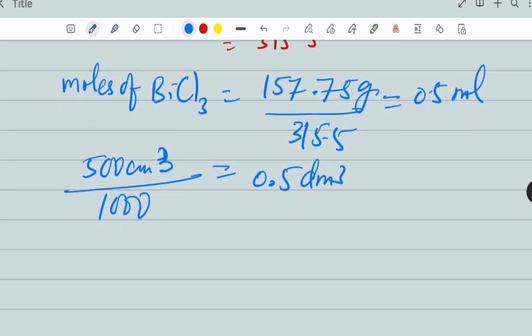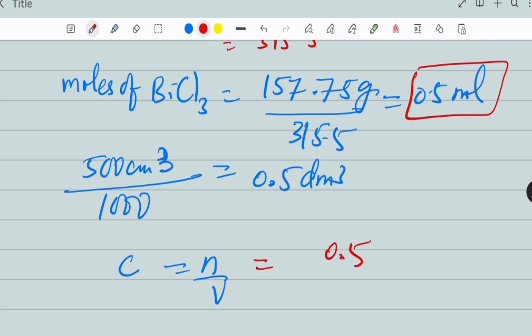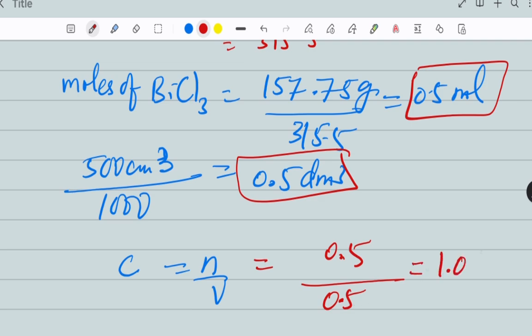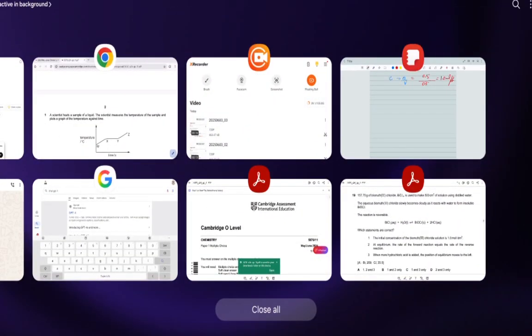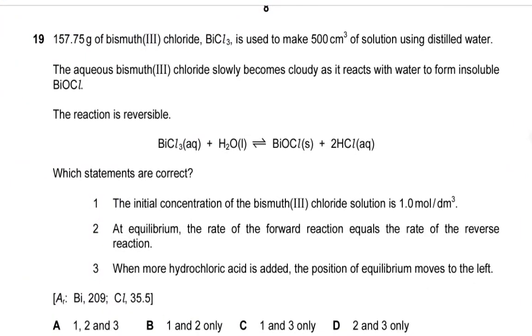For concentration, we must know mole over volume will be used. The moles we have calculated are 0.5 mole of BiCl3, and the volume is in decimeter cube. So concentration, moles over volume, the answer will be 1.0 mole per decimeter cube. Now you can check it, and we have to move on towards our paper. Yes, this option is correct.